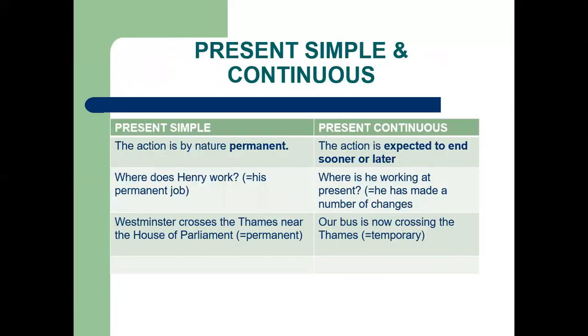So, in a nutshell, the present simple is used to describe permanent actions, right? Whereas the present continuous is used to describe temporary actions, actions that are expected to end sooner or later. When you say, where does Henry work or where does she work? You imply that this job is permanent for some reason. But when you say, where is he working? It's something temporary. It may change at any minute.